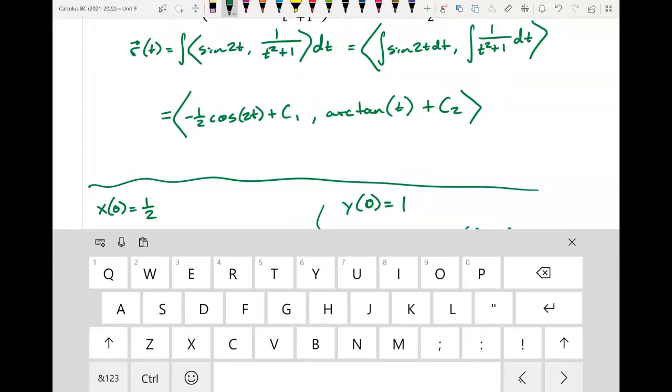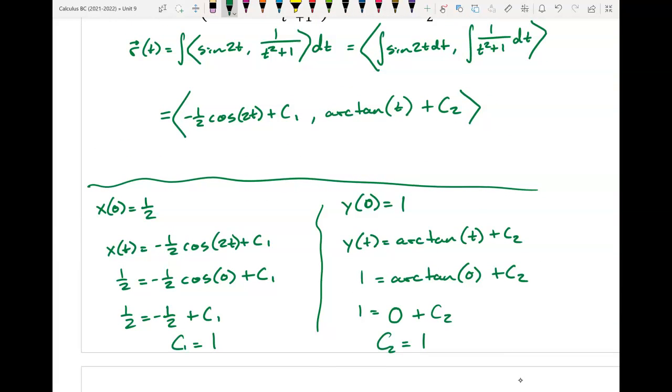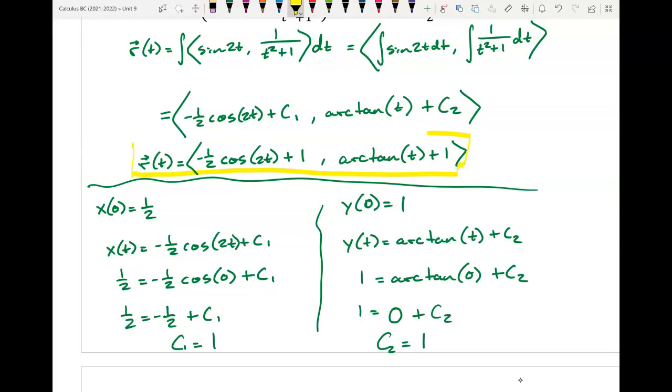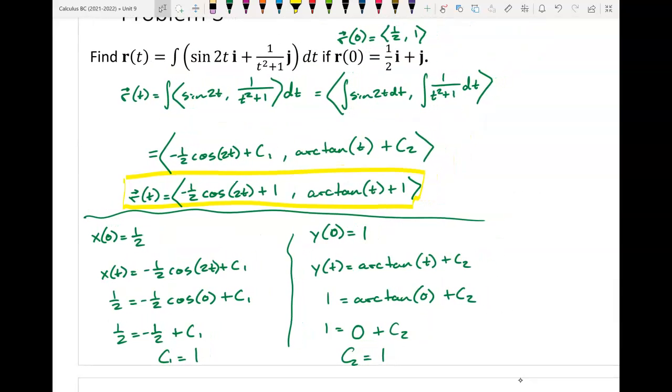And then we go back up and we're able to say what our particular solution now is. So our vector r of t for that initial condition is going to be negative 1/2 cosine of 2t plus 1, comma, arctan of t plus 1. They happen to come out to be both the same thing. Obviously, it won't always happen, but in this case it did.